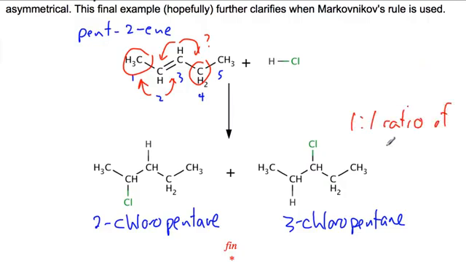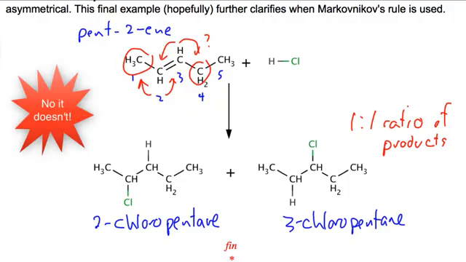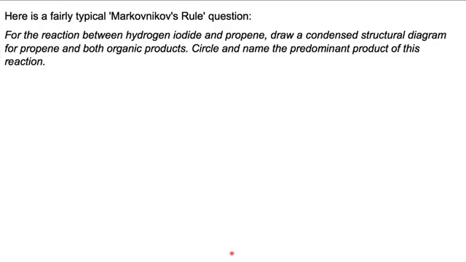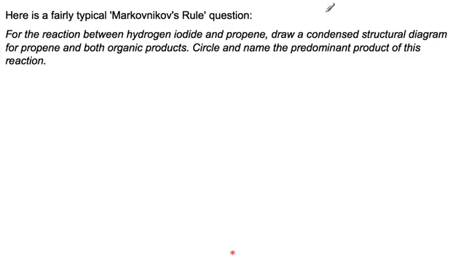So even when you have something that kind of looks asymmetrical, think about the symmetry off the carbons. It's the carbons of the double bond and how many other carbons they're bonded to that give rise to this symmetry or asymmetry. And so that concludes Markovnikov's rule. Actually, I don't think it does. I think I got one more example here. Yeah. So here's a fairly typical question involving Markovnikov's rule. A reaction between hydrogen iodide and propene. Draw the condensed structural diagram for propene and both organic products. Circle and name the predominant product of this reaction.